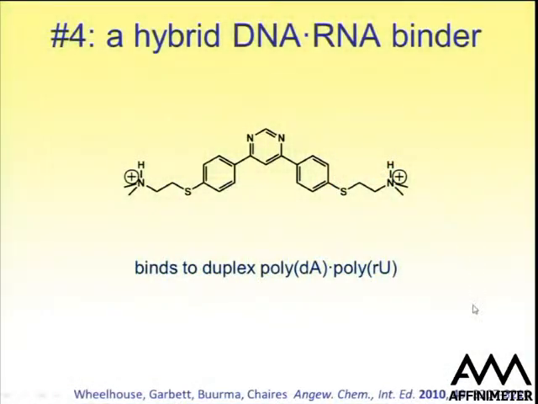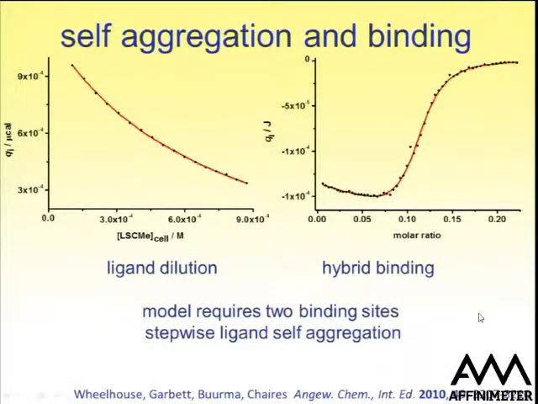A fourth compound, again a collaborative project, is a hybrid DNA-RNA binder. For this particular compound, again, DNA binding data and dilution data were available. Again, we see a non-constant heat of dilution, which means that this compound is self-aggregating. We also see very reproducibly that this heat of dilution is non-constant, whatever concentration ratios we use. And that means that there have to be at least 2 binding sites here.